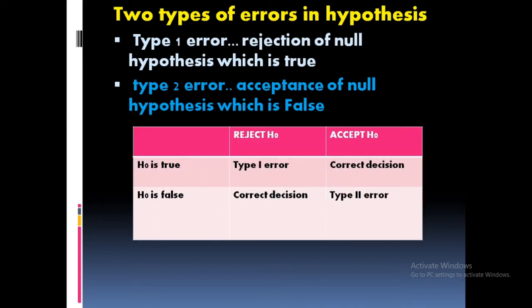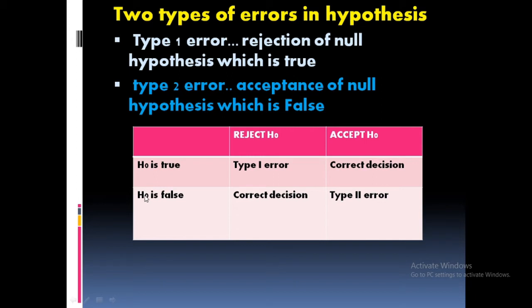See, in this tabular column, you can see the conditions and how each error will come. H0 is true, which means your null hypothesis is true. But if you reject this hypothesis, that is type 1 error. The null hypothesis is true, but you reject it. That is type 1 error.